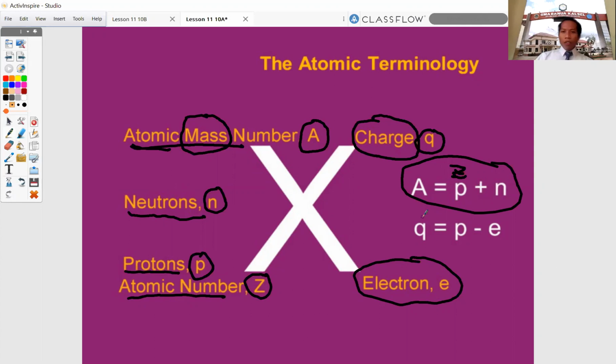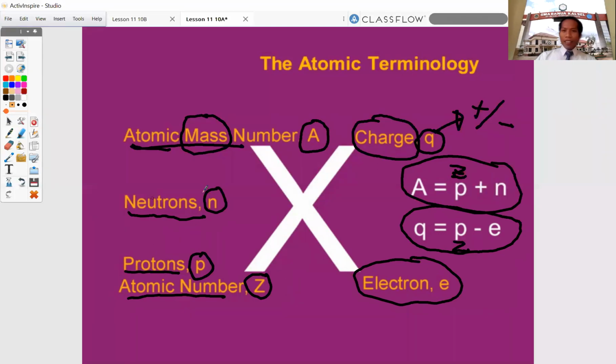The next one is the charge Q. We can find the charge by the formula P minus electron, or sometimes we change the P with the Z, so Z minus electron. This P minus electron will give you the Q. For example, if the P is 3 and the electron is 2, the Q will be positive 1. Remember, when you are talking about the Q, you have to put positive or negative. Don't write only the number.